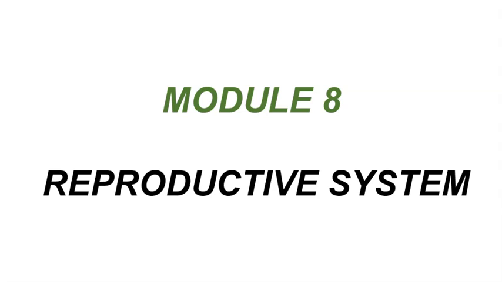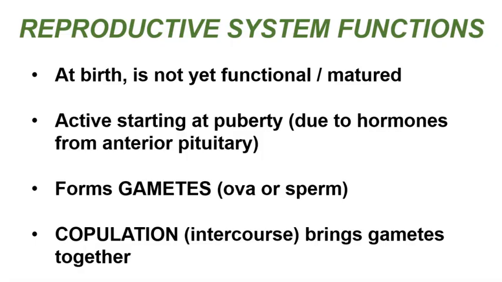The topic of Module 8 is the anatomy and physiology of the reproductive system. The reproductive system is an unusual system compared to the others that we've studied because when we are born, the system is not yet mature, and part of this is because the hypothalamus is not yet matured. It is the hypothalamus that secretes a hormone called gonadotropin-releasing hormone. And it's this hormone that stimulates the anterior pituitary to secrete two hormones, follicle-stimulating hormone as well as luteinizing hormone. Both stimulate the ovaries and the testes to begin their maturation.